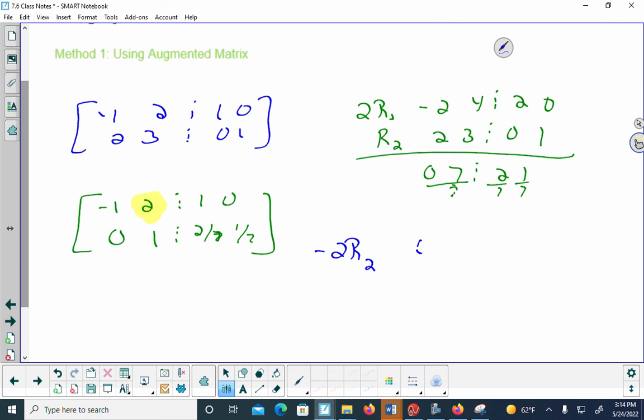But it's really not that hard. I'm multiplying by negative 2. So there's 0, negative 2. Remember, when I multiply a whole number by a fraction, I only multiply the numerator, so this would be negative 4 sevenths, and this would be negative 2 sevenths.